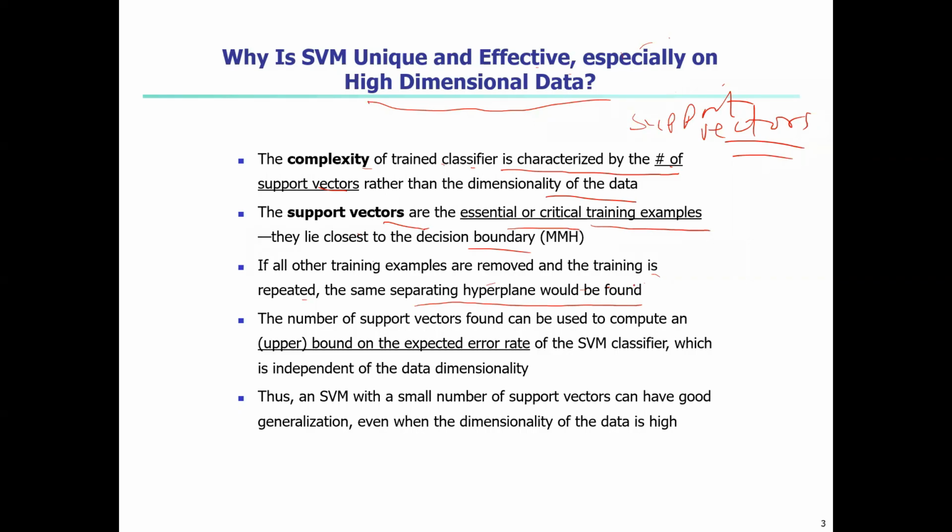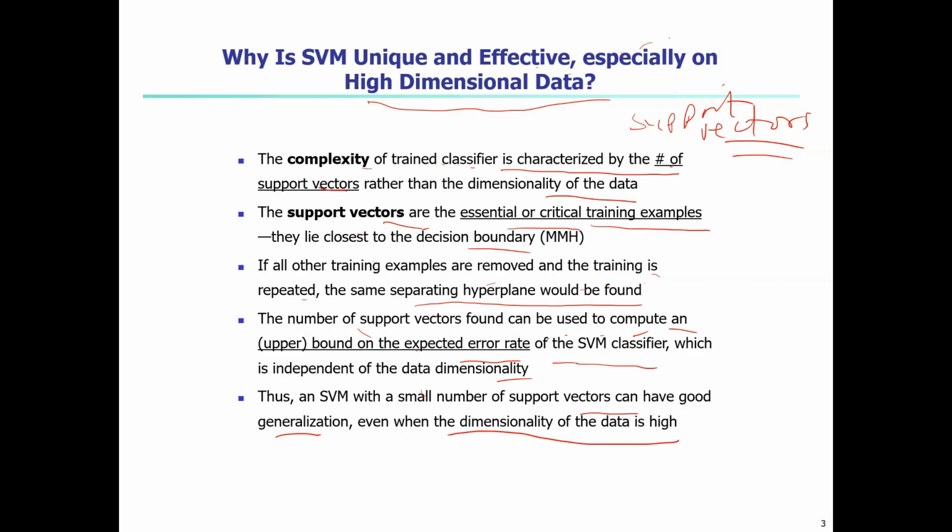Once you identify the support vectors, if you repeat the training now using the support vectors, you are still going to get the same hyperplane, because those are the unique training examples identified after the initial training process. We also say that the number of support vectors found can be used to compute an upper bound on the expected error rate of the SVM classifier, which is independent of the data dimensionality. And finally, an SVM with a small number of support vectors can have good generalization, even when the dimensionality of the data is high.